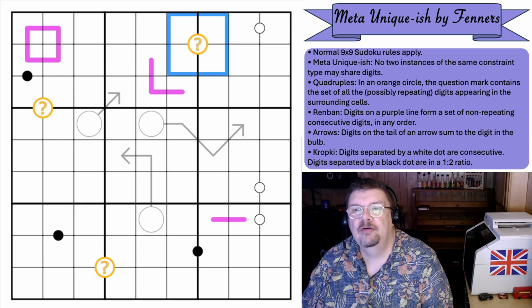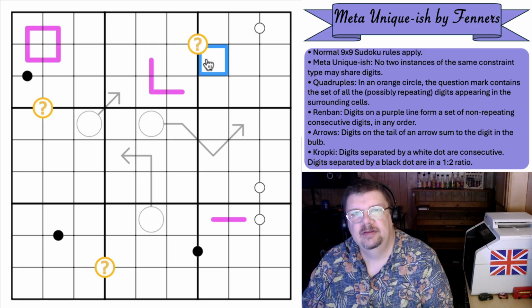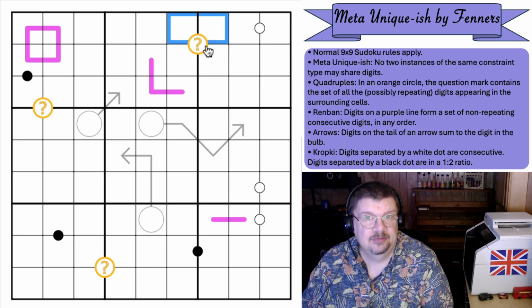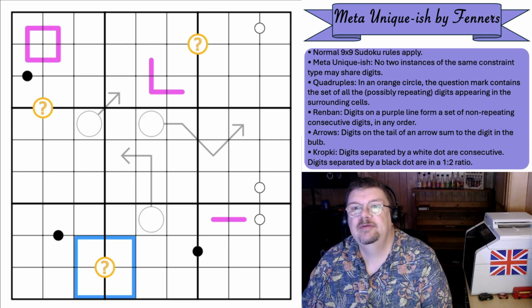Okay, quadruples. In an orange circle, the question mark contains the set of all the possibly repeating digits in the surrounding cells. So normally for a quadruple you get digits here which have to appear at least once in these 4 cells. What this is saying is that I'm going to have all of the digits there represented by this question mark, and essentially what this quadruple is doing is preventing those digits going from here and here because of the meta-unique rule.